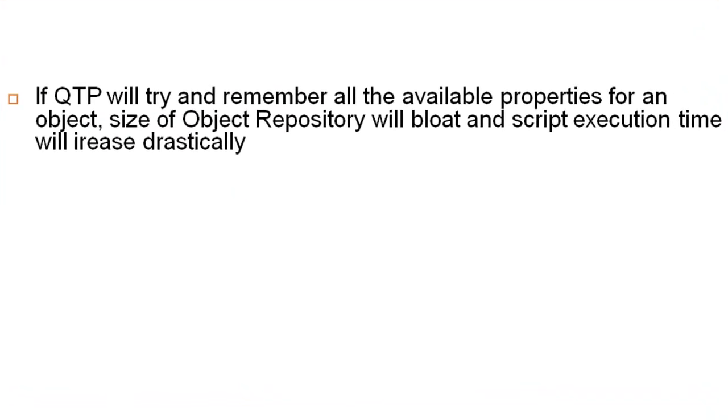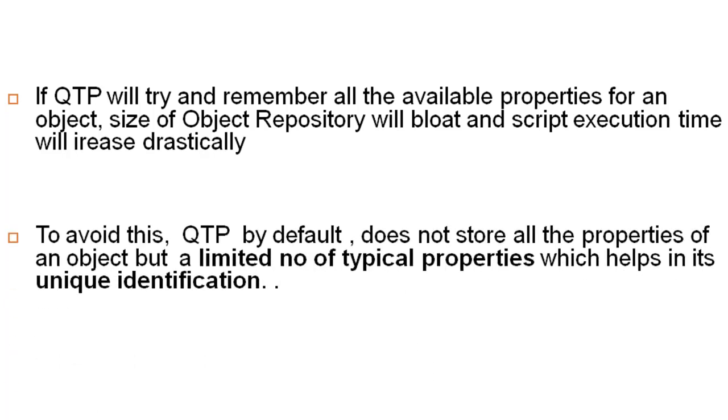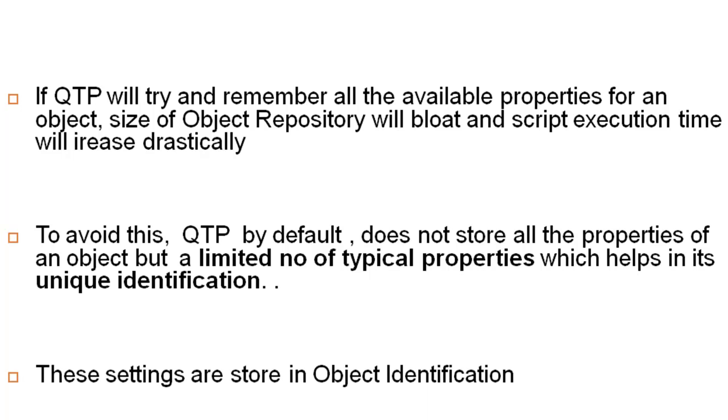If QTP were to try and remember all the available properties for an object, the size of the object repository would bloat and script execution time would increase drastically. To avoid this, QTP by default does not store all the properties of an object, but a limited number of typical properties which help in its unique identification. These settings are stored in object identification.